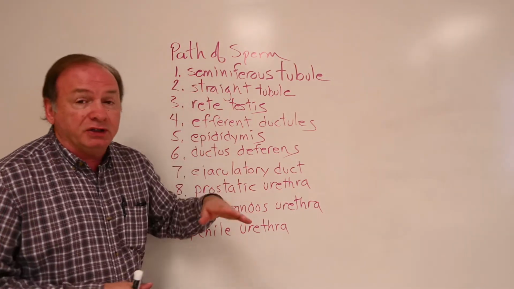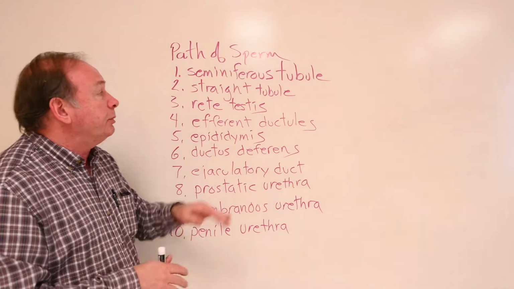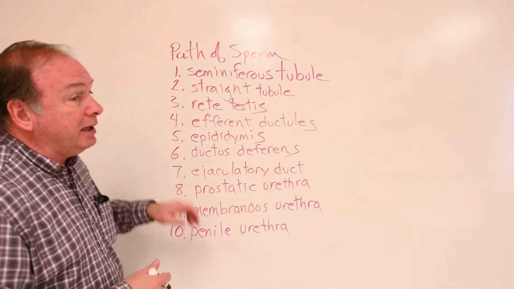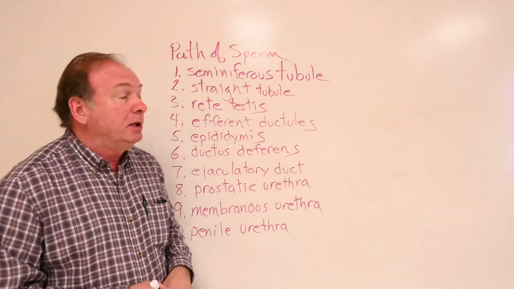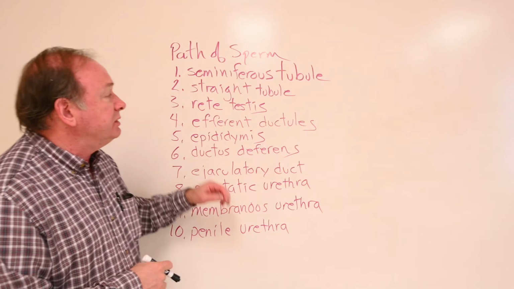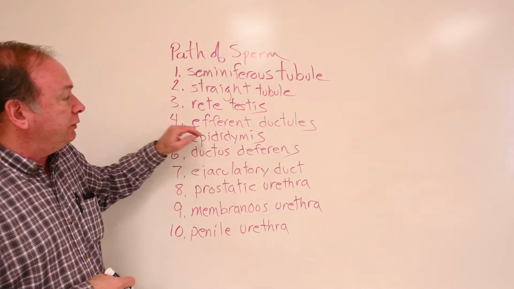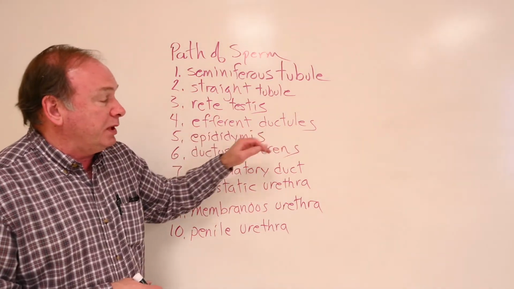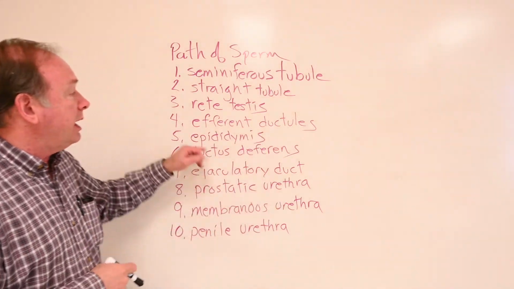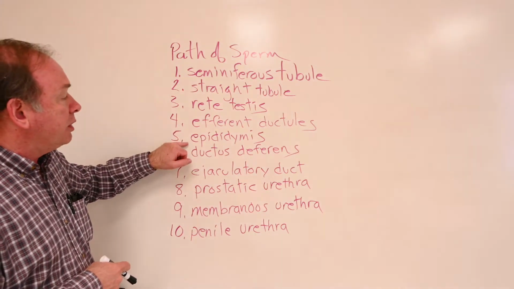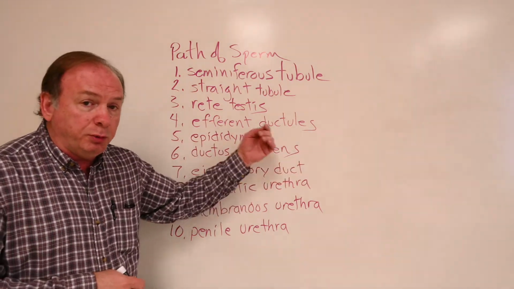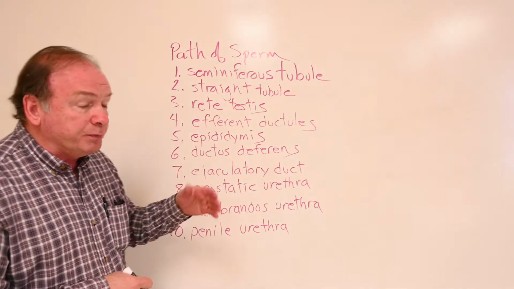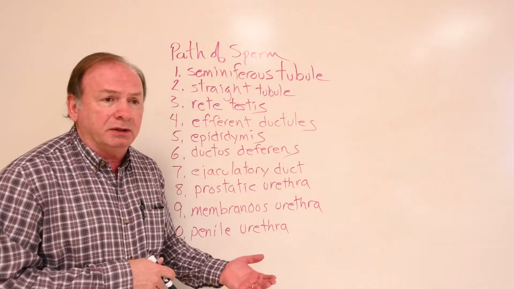The final part of each seminiferous tubule is that straight tubule, sometimes called the tubuli recti. Then it enters into what we call the rete testis. Rete, remember, the network of passages that lead into the efferent ductules that bridge between the testis and the epididymis. Those several passageways that lead directly from the testis to the epididymis are the efferent ductules. Then you go into the epididymis, which is a large coiled tubule on the outside of the testis there, and it leads eventually into the ductus deferens at the very bottom of the testis in the scrotal sac.